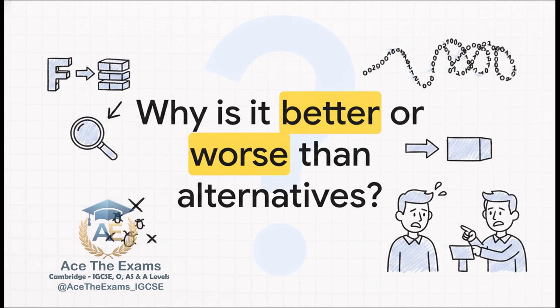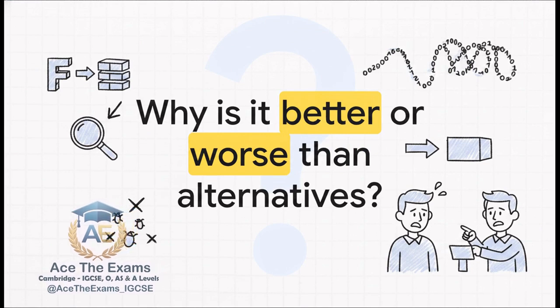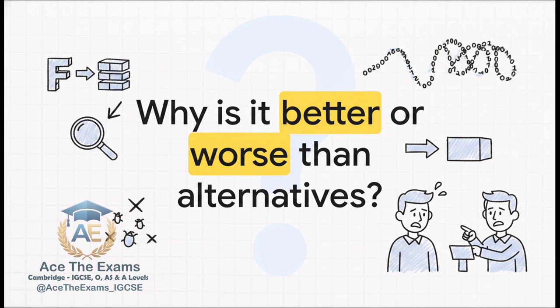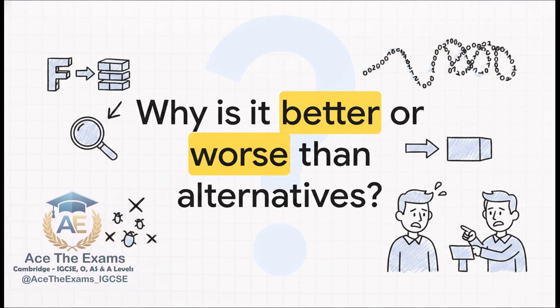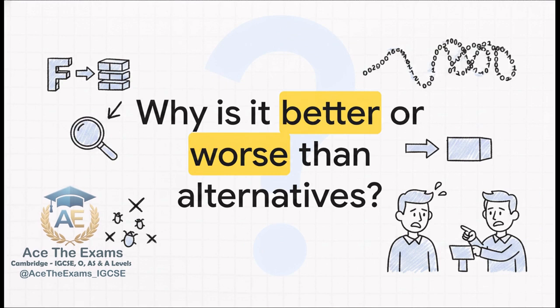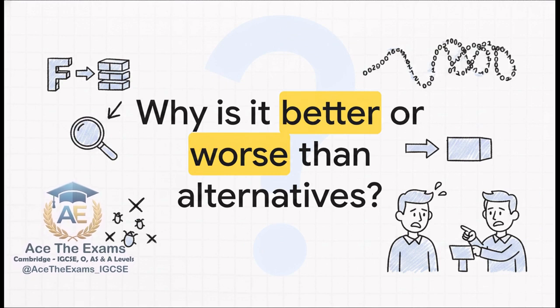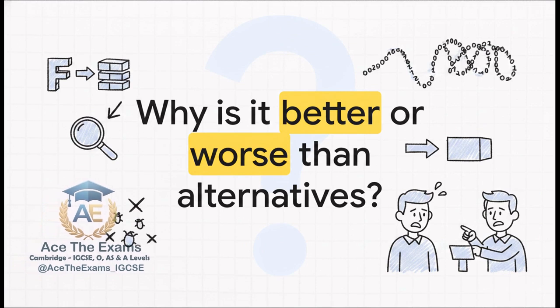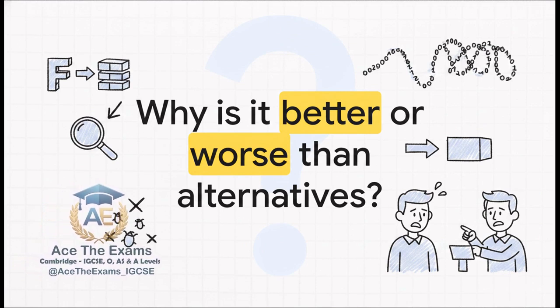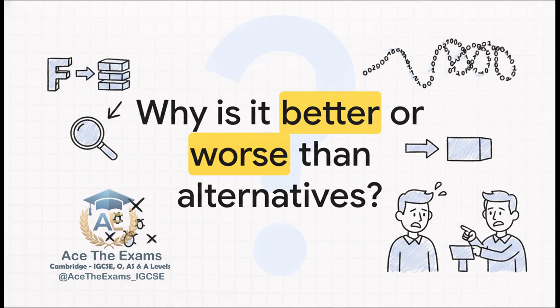And now for our final workshop challenge, speed writing. Imagine you have 30 seconds to mentally draft a perfect paragraph answering this final, absolutely critical evaluation prompt. Why is it better or worse than an alternative? This right here is where the true critical evaluation happens. This is the exact moment that separates the average, middle-of-the-pack answers from the truly outstanding ones.